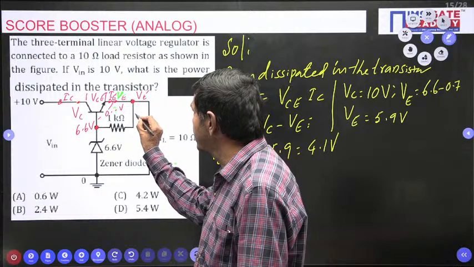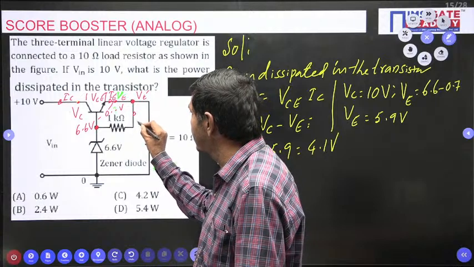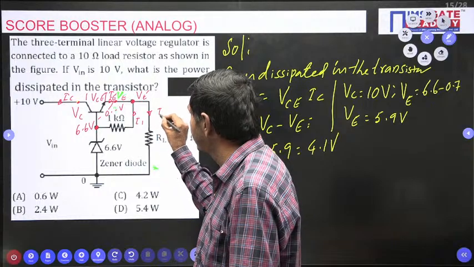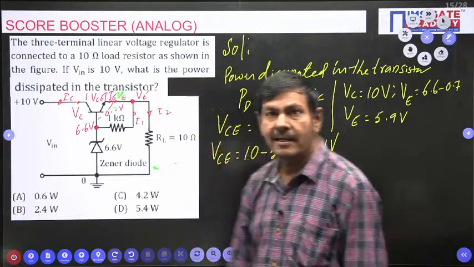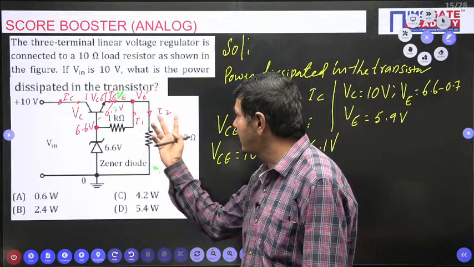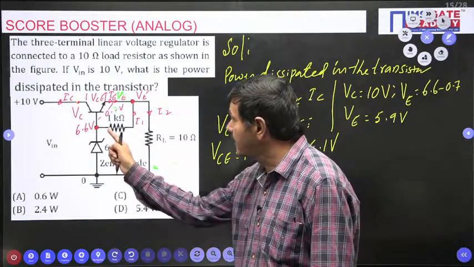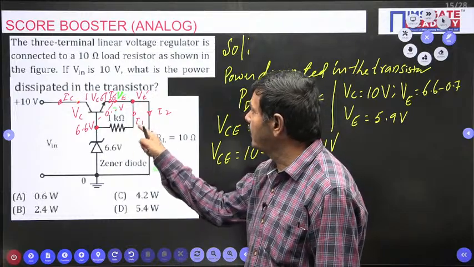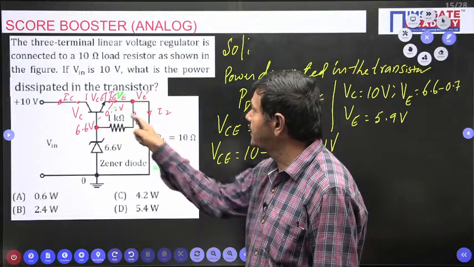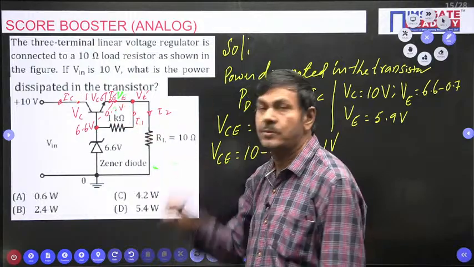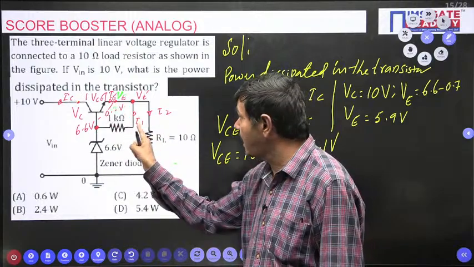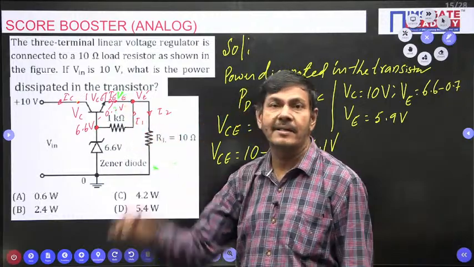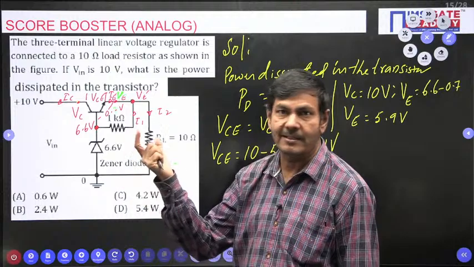This current is some I1, and this other current I have taken, for example, as I2. The current passing through the load is I2. The current passing through the 1 kilo ohm is I1. So IE plus I1 equals I2, then IE equals I2 minus I1. That way I can find it.